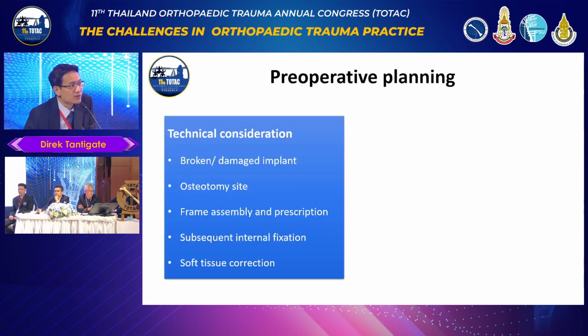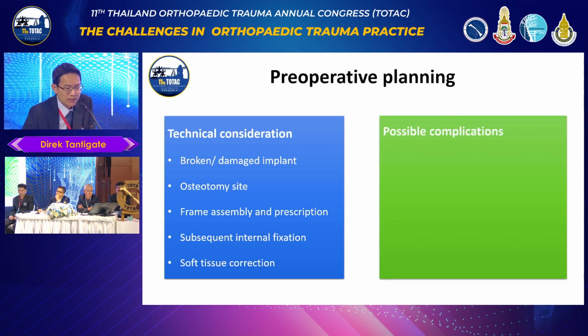So the technical considerations. With the locking plate, I think about blocking or damaged screw holes, damage of the hex socket, and I'm concerned about the osteotomy size. I will do a slow osteotomy using a drill or a jigsaw, put on the frame assemblies, and also make good prescriptions for subsequent internal fixation and subsequent soft tissue correction at the end of the bone correction.